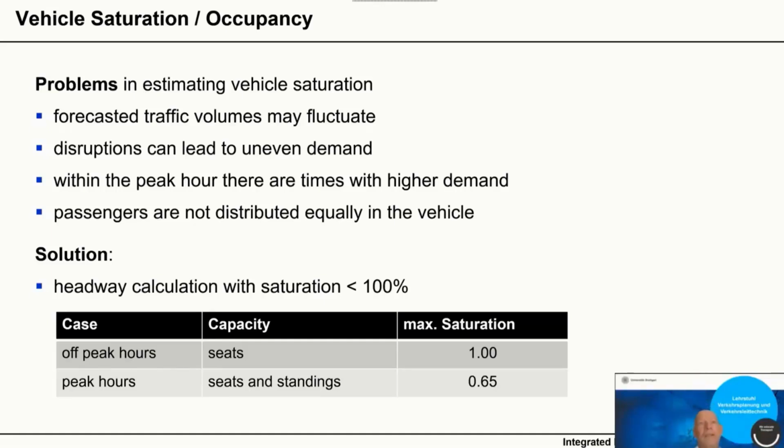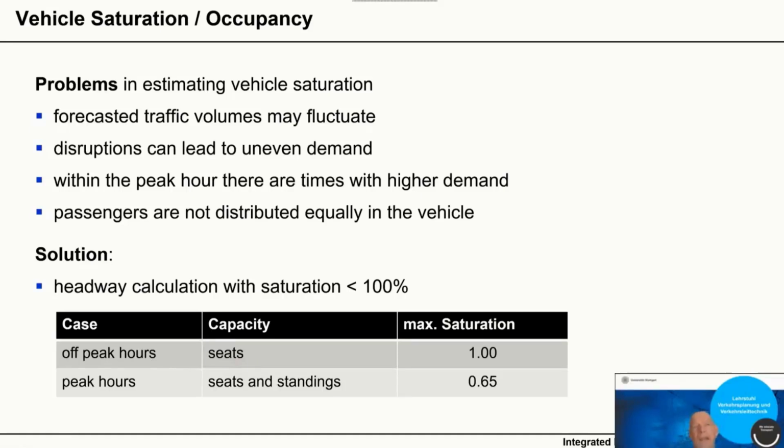So this is why we work with a max saturation. And depending on what you do, in off-peak hours, many operators say, okay, in off-peak hours, we want to provide seats.